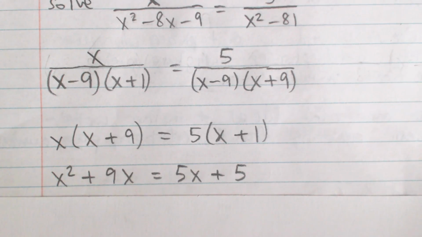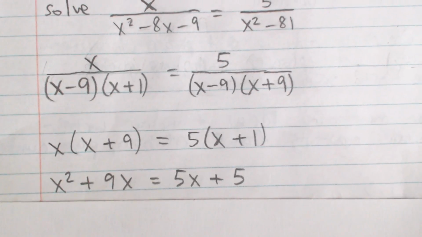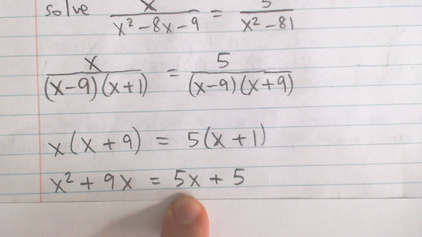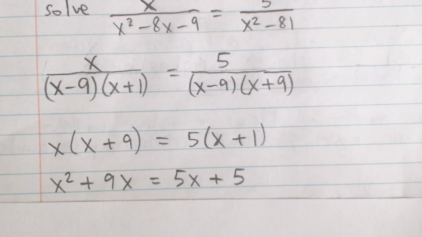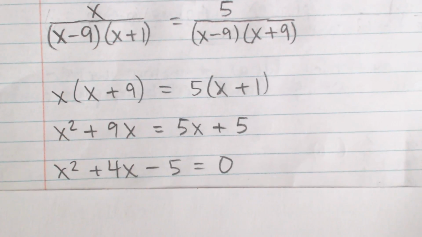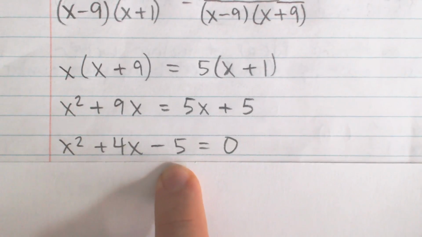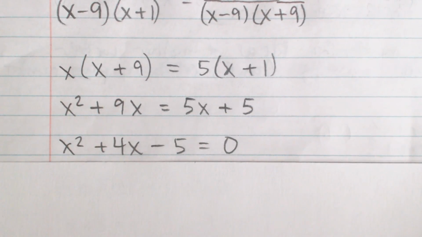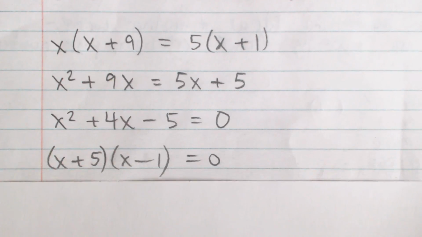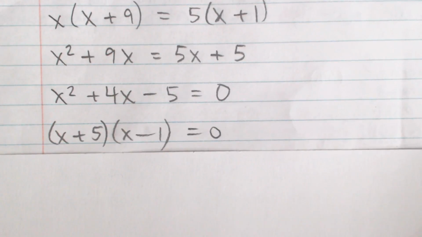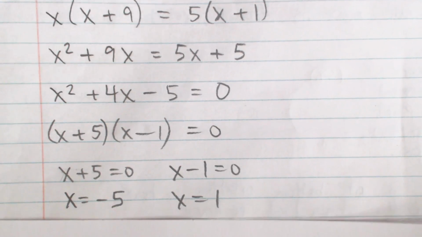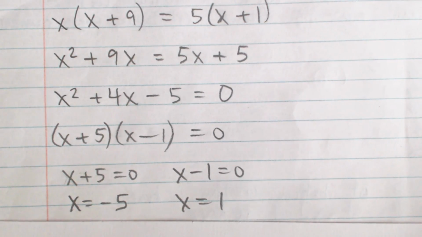So I'm going to move all the terms to the same side of the equation, to the left side, right? So I'm going to subtract 5x from both sides and subtract 5 from both sides. And so on the left, I have 9x minus 5x, which is 4x. And that negative 5 moved over to the left, and you can see now it's equal to 0. And can we factor this? Well, we can. So it's going to be factored into x plus 5 times x minus 1 equal to 0. And so now we just set each individual term equal to 0, and we solve for x. So we get x equals negative 5 and x equals 1.